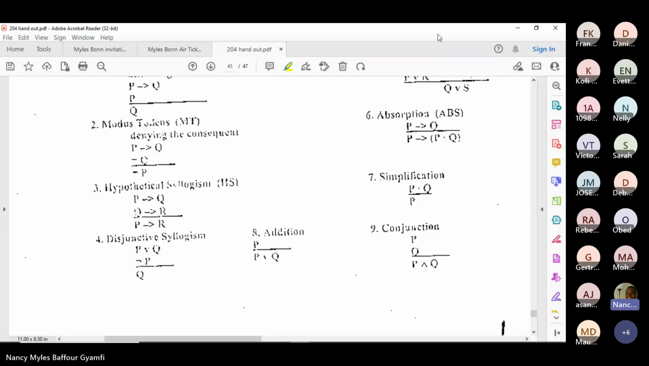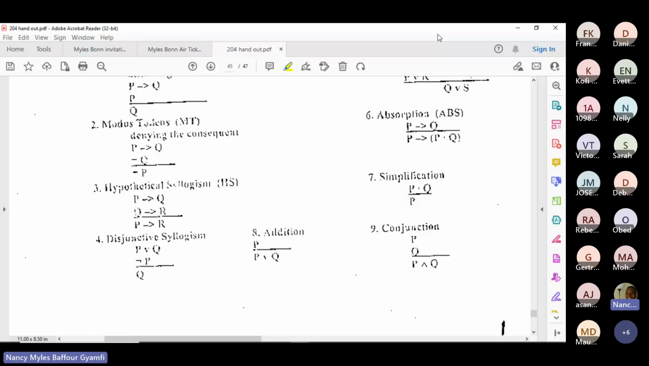If you study, then you will pass. You have studied, therefore you will pass. That's modus ponens. If you study, then you will pass. You did not pass, then it means you did not study. That's modus tollens. If you study, then you will pass. If you pass, then we will travel. Therefore, if you study, then we will travel.